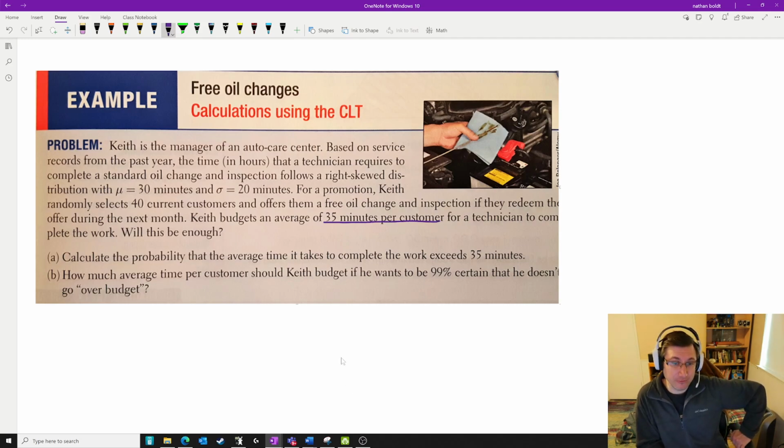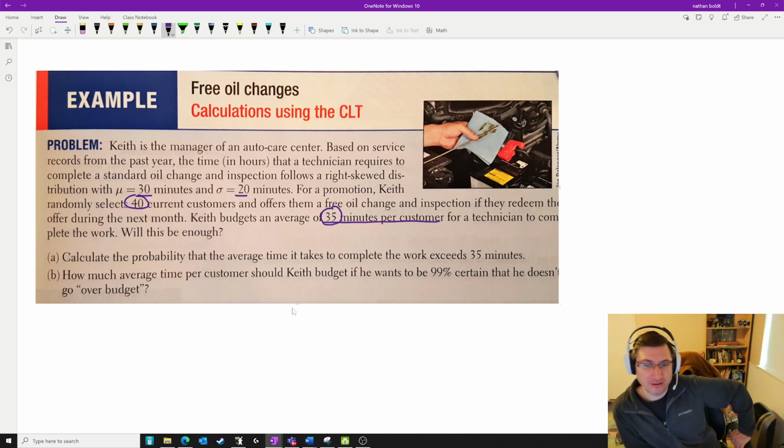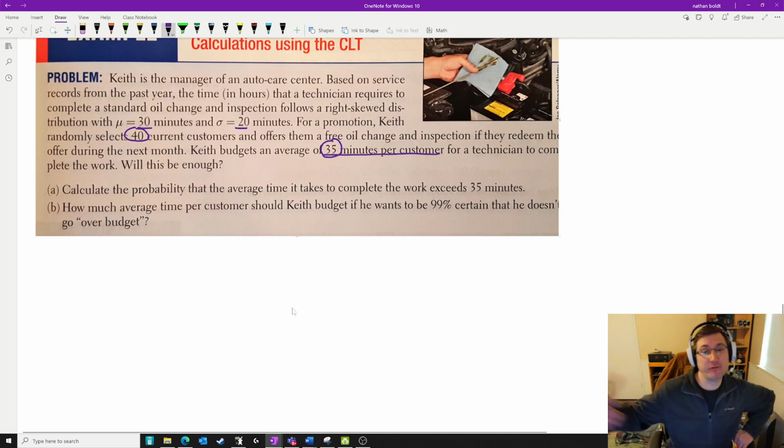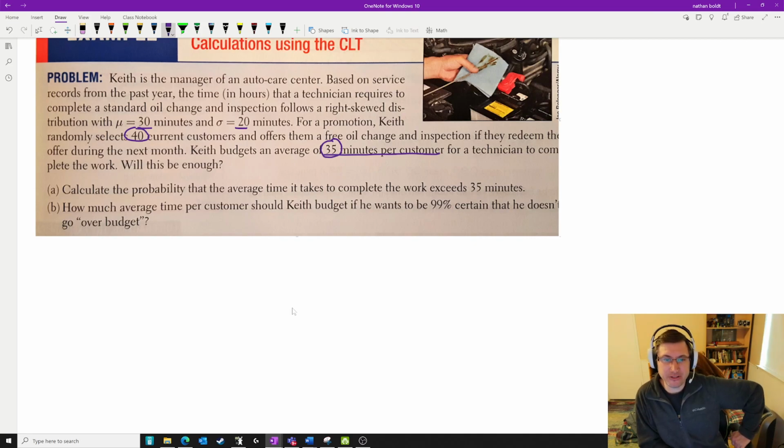Will that be enough? Okay, so the population has an average of 30 with a standard deviation of 20. He's going to take a sample size of 40 and give them the coupon. But he's allotting more than the average, because some of them will take more than 30 minutes. He's allotting 35. Will that be enough to cover all of it? Because some of them are going to take less, but some of them will take more. All right, calculate the probability that the average time it takes to complete the work exceeds 35 minutes.